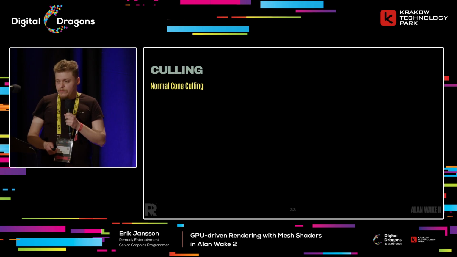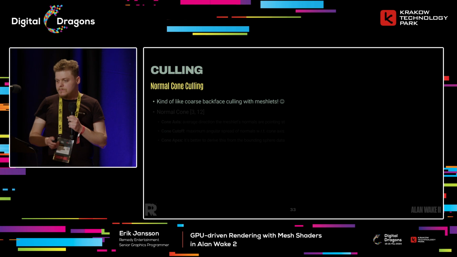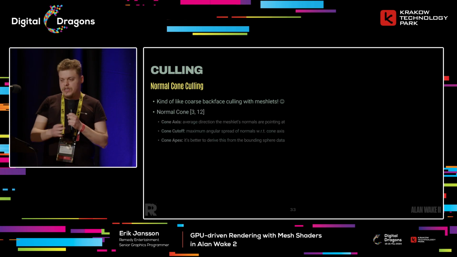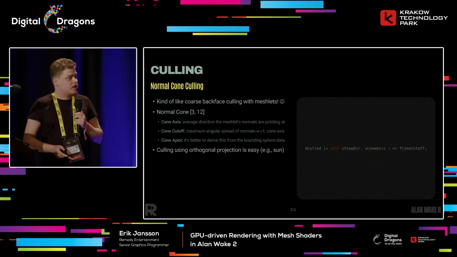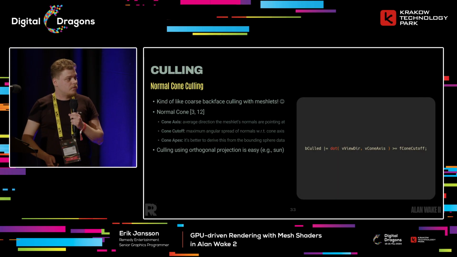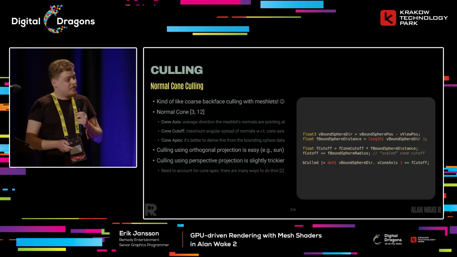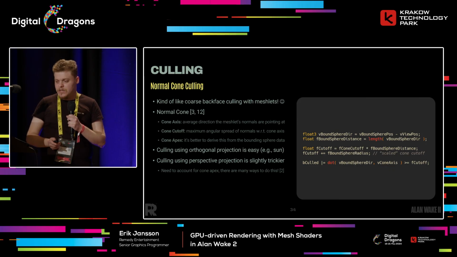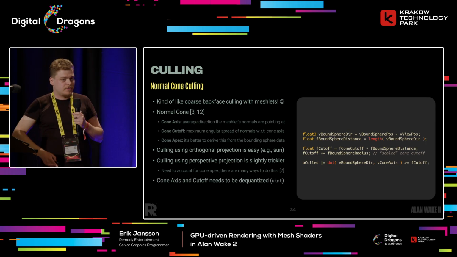For the meshlets exclusively, we have something called normal cone culling. It's kind of like a coarse backface culling for meshlets. It consists of an axis, which is the average direction, a cutoff, which is the maximum angular spread, and the apex, which is the position. Orthogonal projection is pretty easy. So for instance, for sunlight, that's just a dot product between the view and the cone axis, and then you compare it against the cutoff, which is the spread. Perspective is a bit trickier, but it's kind of the same idea. You just need to consider the apex as well. In our case, because this is quantized, you need to dequantize it first before using it.